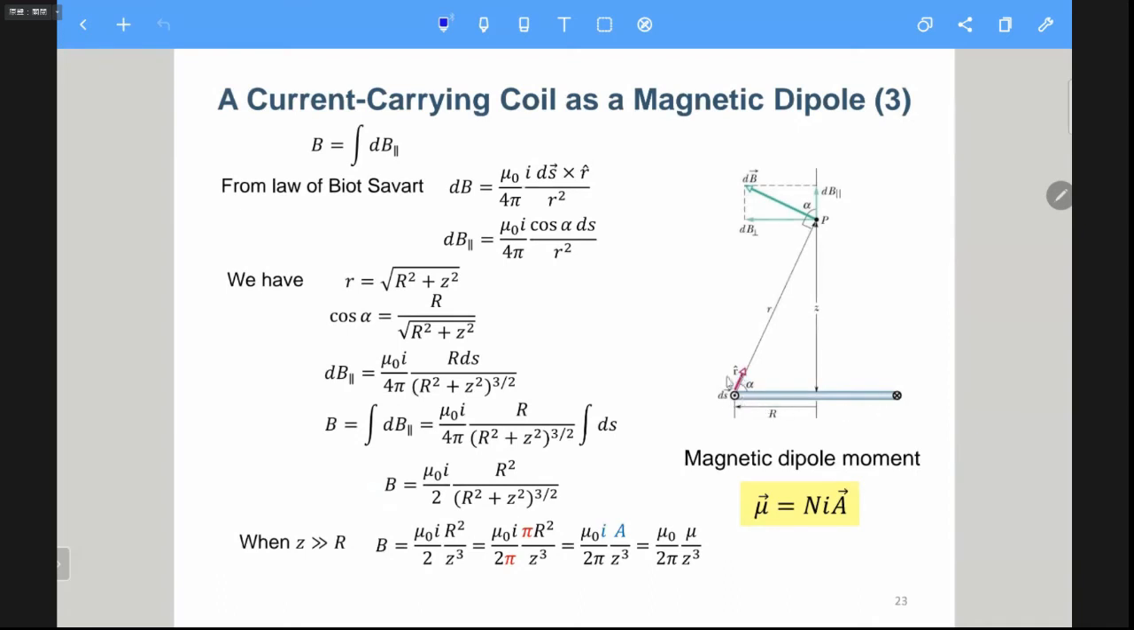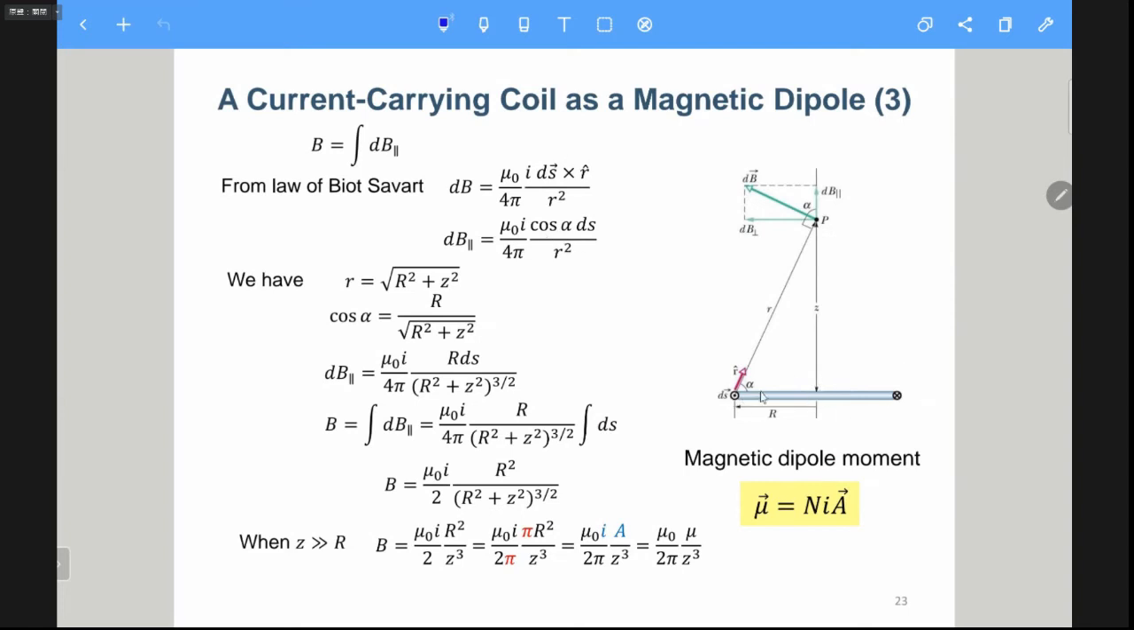So here we have a loop here. And of course, we assume there's only a single loop. But if we have n loops, then you need to multiply by n, which is nothing special. We usually just merge this term into the magnetic dipole moment. So here for the Biot-Savart law, it is like that. And this is ds pointing out of the page. And then r is from this point to point P we are concerned with. P is on the z-axis, which is a perpendicular line going through the center of this circle.